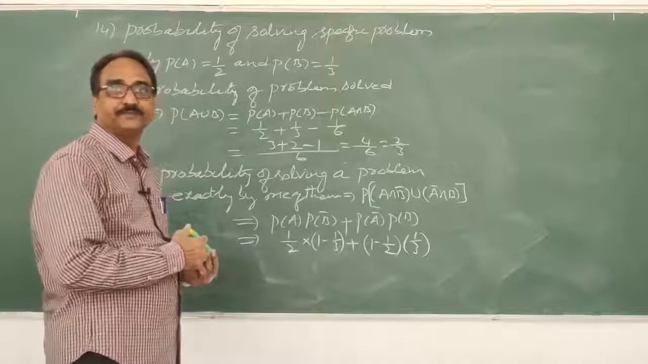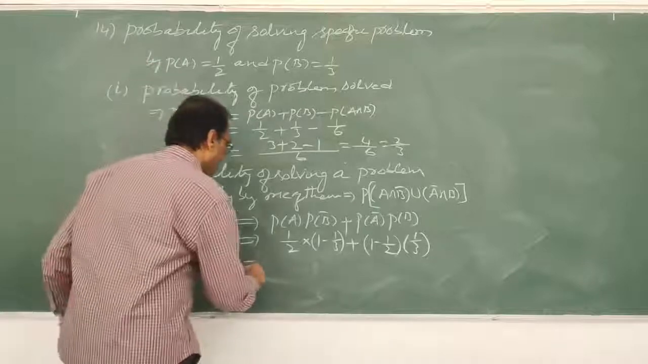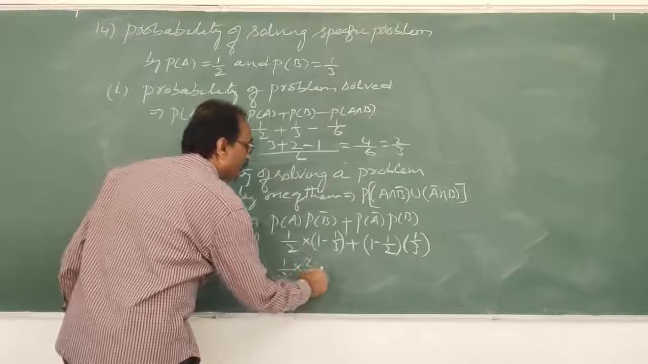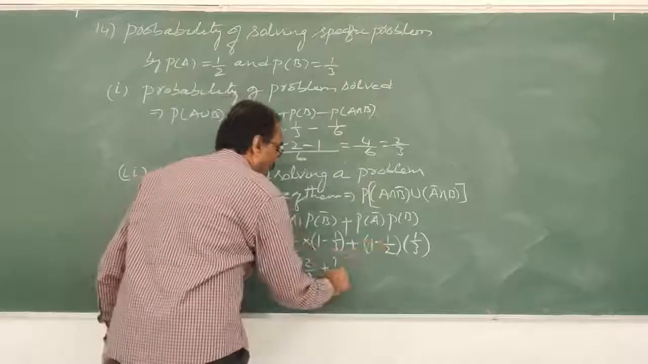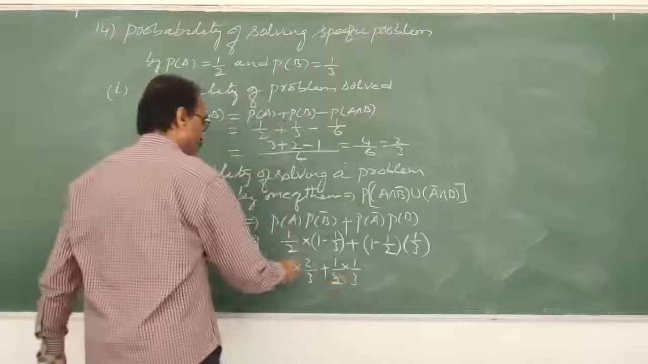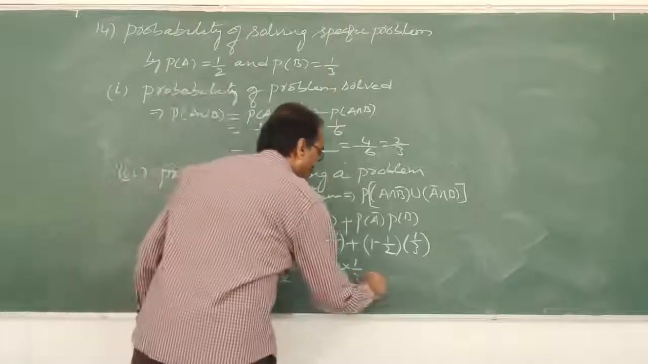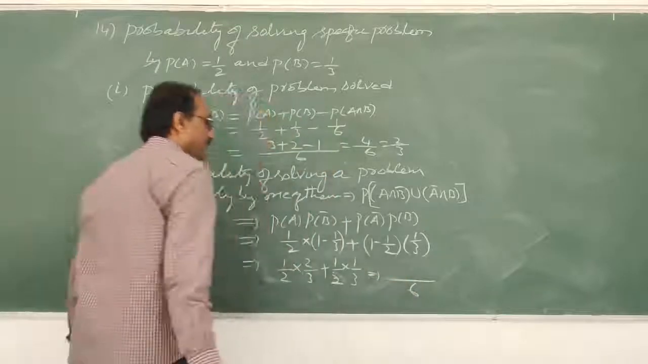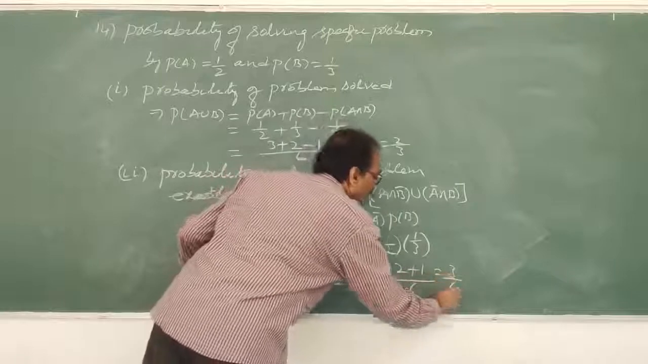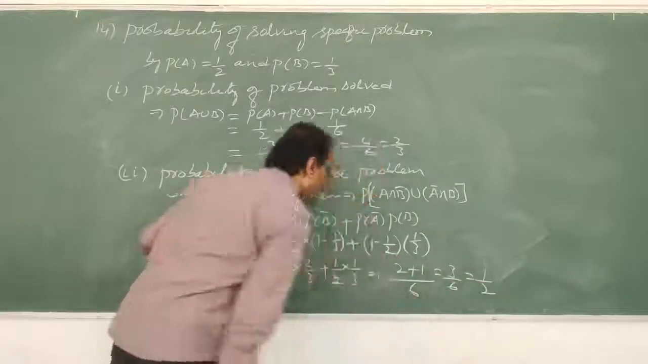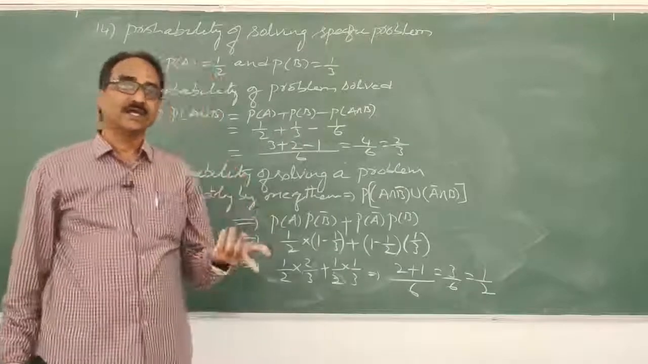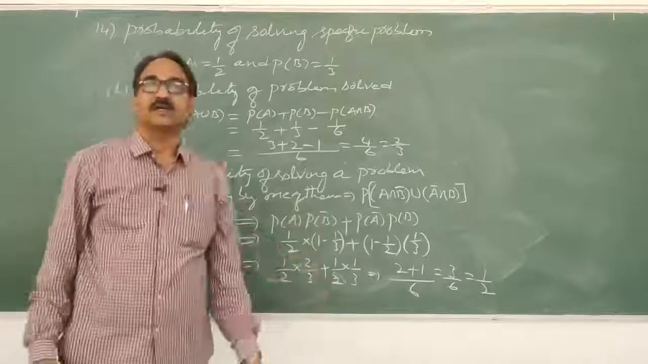Now that implies 1 by 2 into (3 minus 1) by 3, that is 2 by 3, plus 1 by 2 into 1 by 3. So here what happened now? 6, let it be, don't cancel. 6 is the LCM, so 2 plus 1 will come. So 3 by 6, which is 1 by 2, 50%. So the probability that the problem is solved by exactly one of them is 1 by 2.